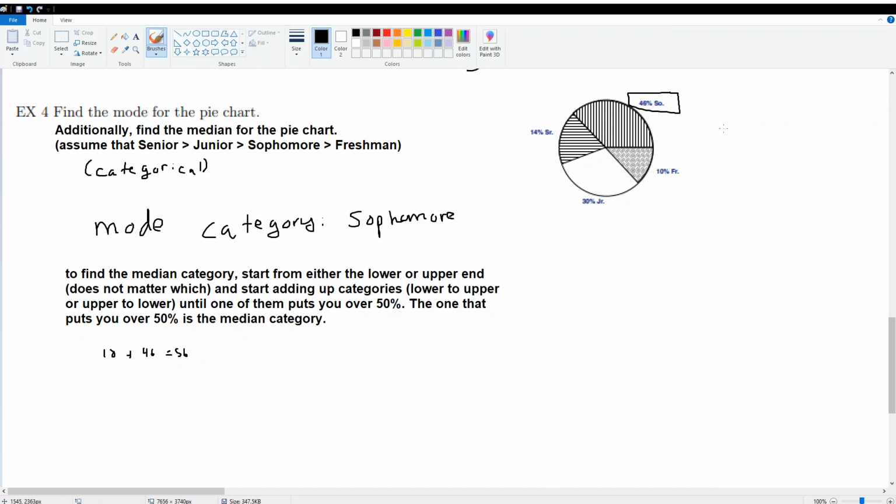But let's now do it from the other end. The upper end would be seniors. 14%. That ain't 50. Let's now add the juniors, one step below. 14 plus 30, that's 44. Still not a majority. It's not going to be the juniors. Let's now add our next category. Here would be the sophomores. So 14 for the seniors, 30 for the juniors, 46 for the sophomores is 90. This puts us over 50. So the category that put us over was the 46%. Notice in both cases, the 46 is what put us over.